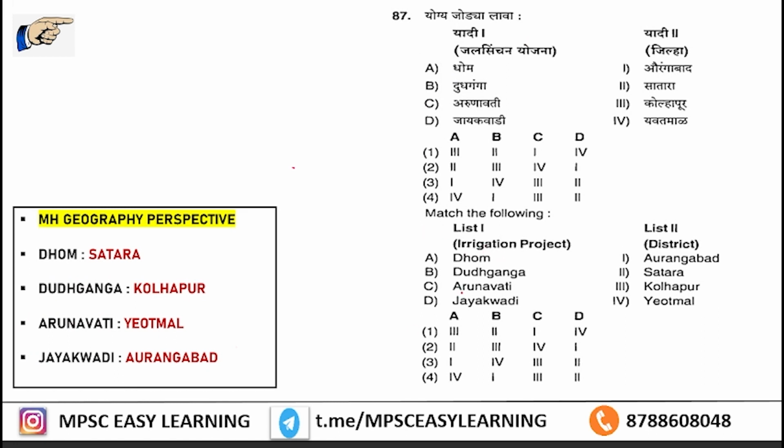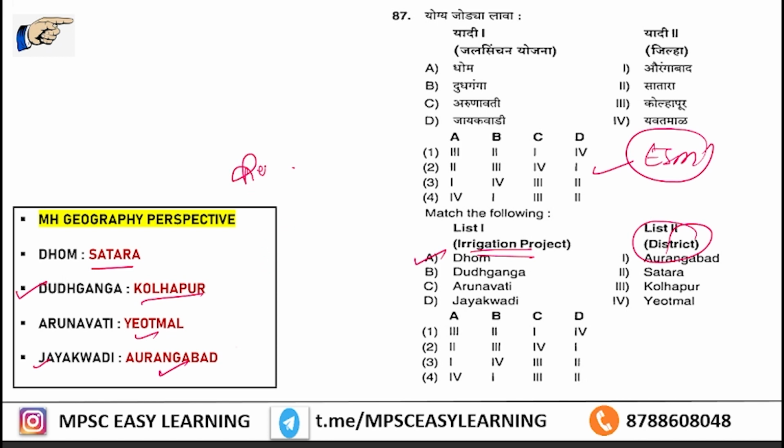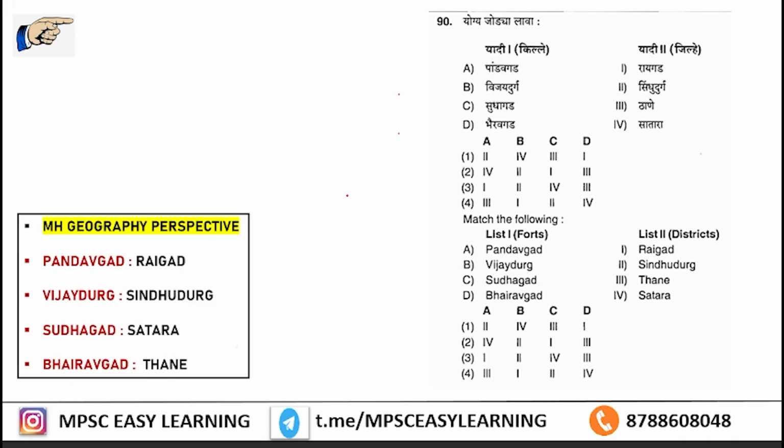Next question. Here they have asked you to match irrigation project. Okay, these projects have been launched in which districts? Again a question from ESM. So if we see Dhom, okay, this irrigation project is from Satara district. Doodh Ganga is from Kolhapur. Arunavati from Yavatmal, and Jayakwadi irrigation project is from Aurangabad. Here this question was repeated as well, so you have to learn the names of the project and in which district they were implemented.